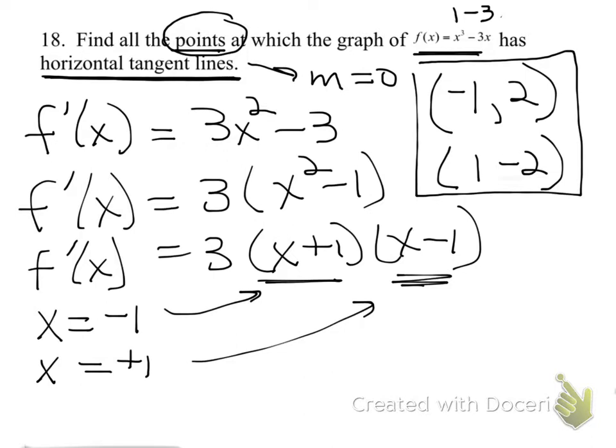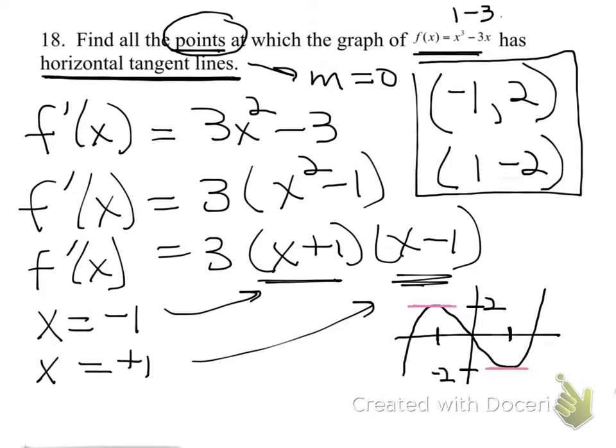Now when you have these problems and you're doing a review packet, what you really should do is graph these functions. So this function, okay, so here's negative 1, here's 1. This function looks like that. So do you see how you have the horizontal tangent line right here and right here? So now we know that this y value is going to be a 2 and this y value is going to be a negative 2, and this problem makes perfect sense. So do this stuff for yourself.